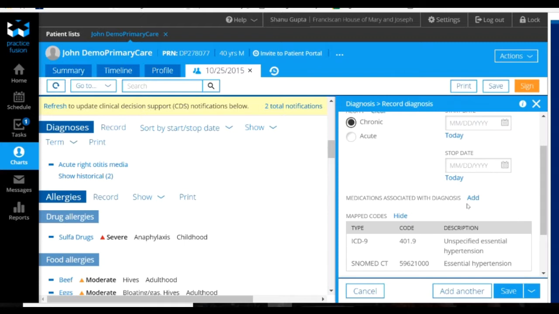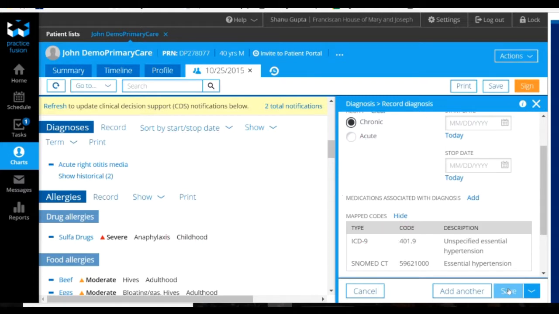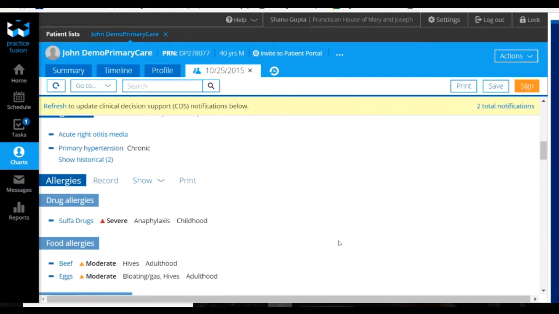The reason it's important for us to have these in here is for data collection. It makes it much easier for us to pull information about all hypertensives if the hypertension or any other disease is already documented in here. So that's helpful for that reason.